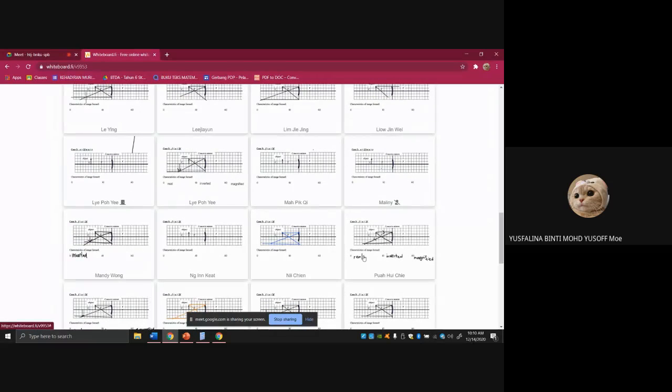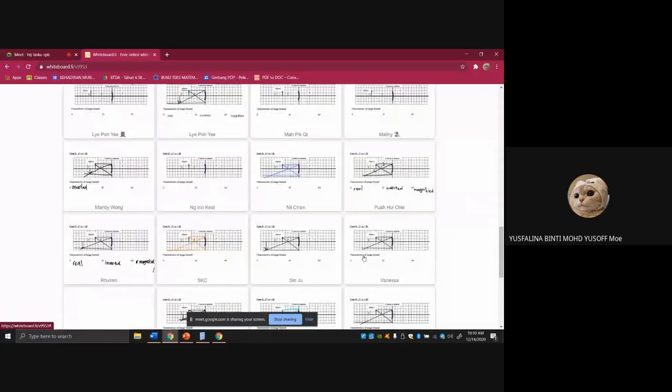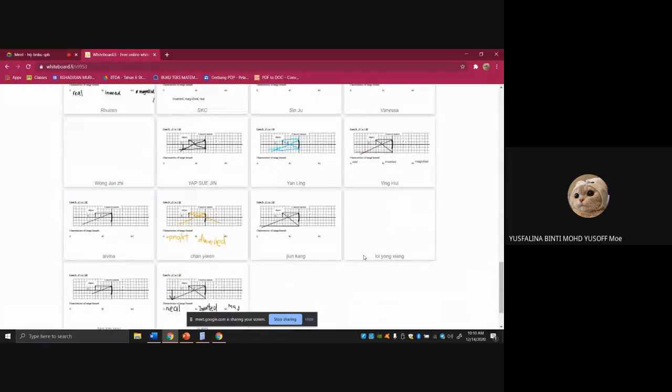Okay, good. Real, inverted, magnified, correct. Which is real, inverted, magnified, upright, diminished. Yuan, this one you drew the light ray passing through the center of the mirror, right? Actually, this one is for a lens. For a mirror, you can't draw like this. You have to reflect it back. So you can erase it and try to draw it again.